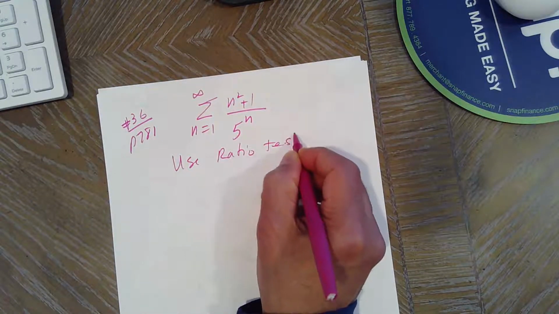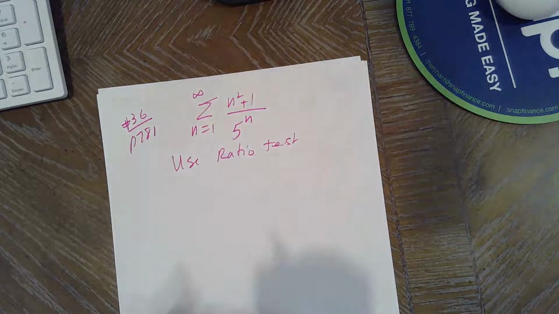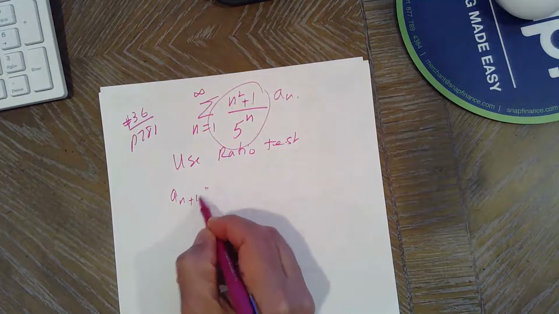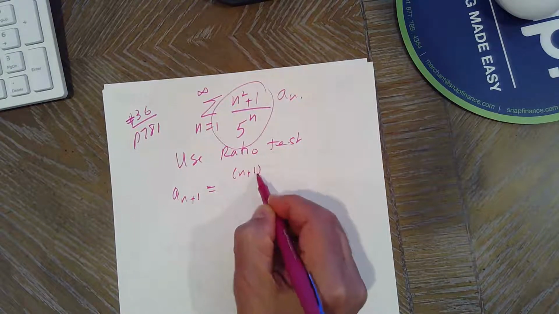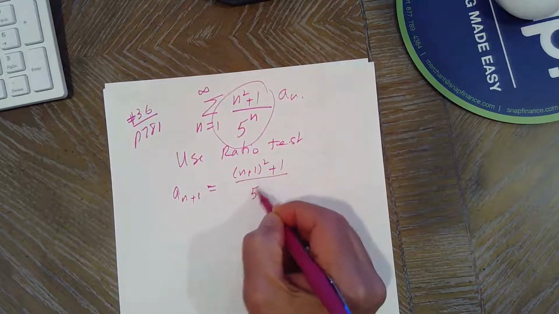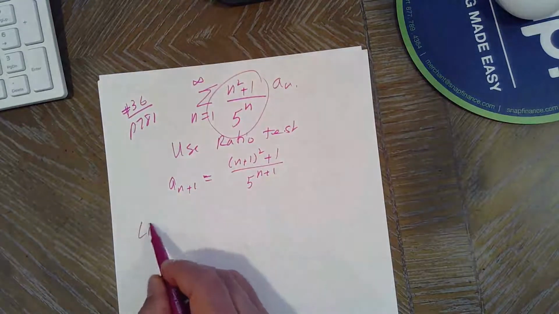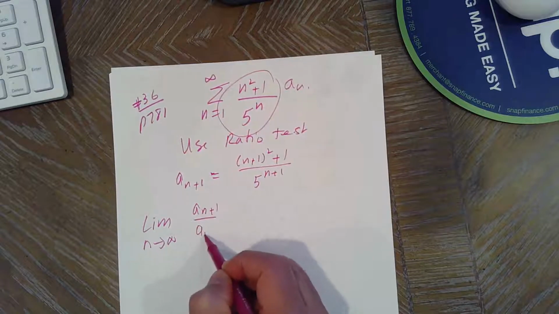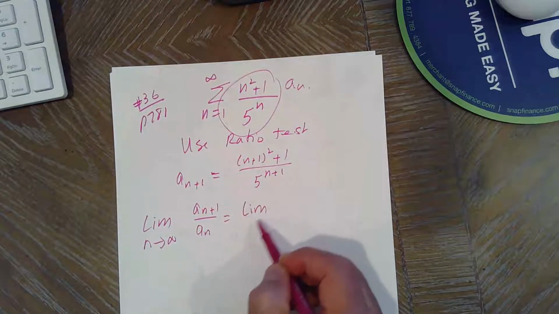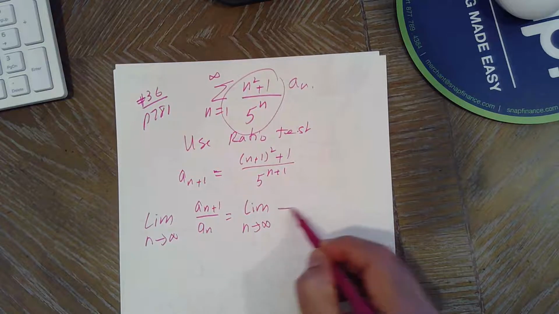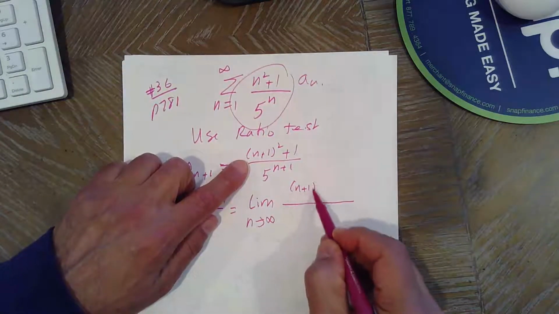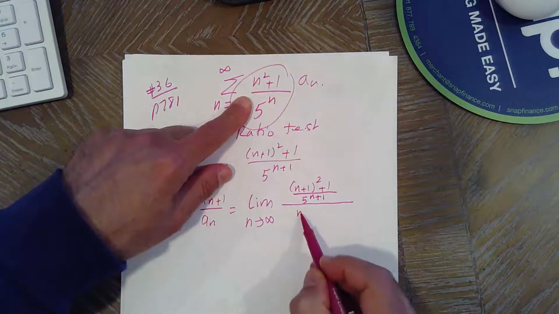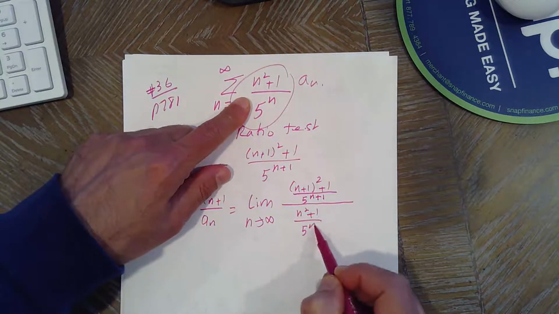It has powers of n, okay? So a_(n+1) would be (n+1) squared plus 1 over 5 to the n plus 1. So we're going to do the limit as n goes to infinity. I need absolute value because everything is positive. So the limit as n goes to infinity of (n+1) squared plus 1 over 5 to the n plus 1, over n squared plus 1 over 5 to the n.